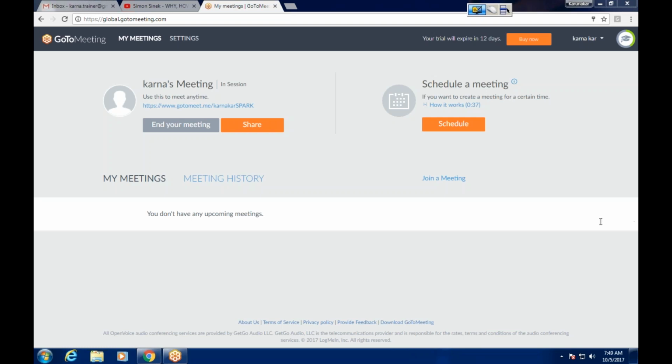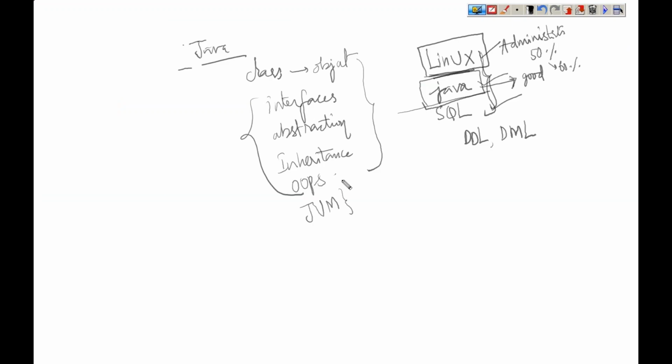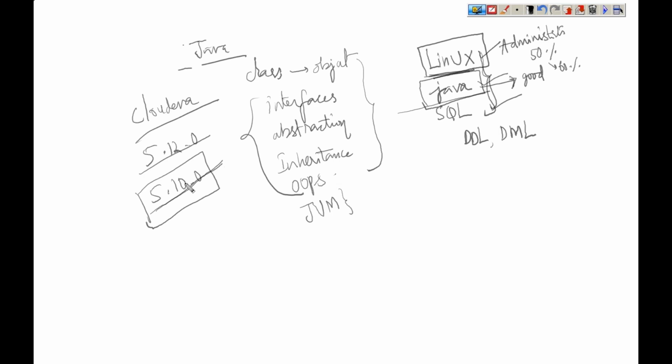For the installation, we are going to learn entirely in the Cloudera distribution. You can download the Cloudera VMware directly from the net. The latest version of Cloudera Hadoop distribution is 5.12.0, but I suggest you go with 5.10.0. Download this version because the Hadoop certification exam is conducted in this version only. You can download this VMware directly from the Cloudera site and use it.